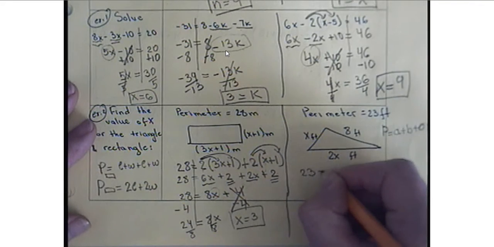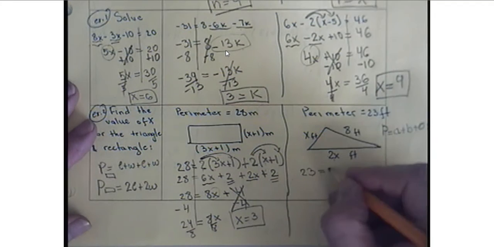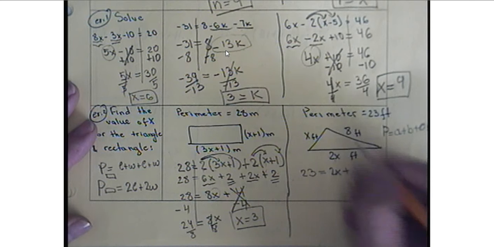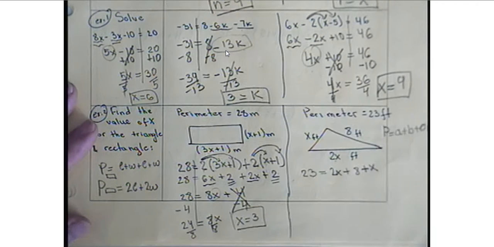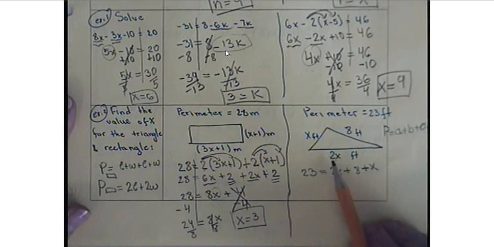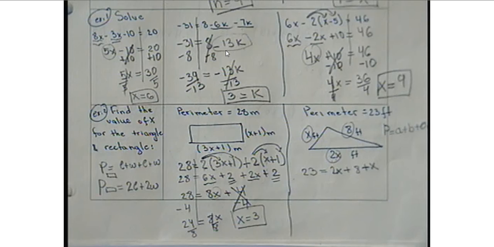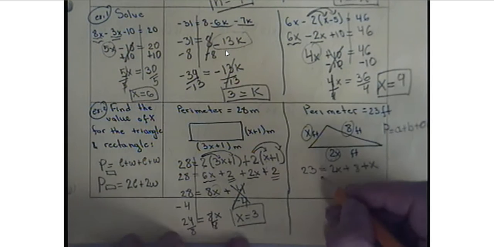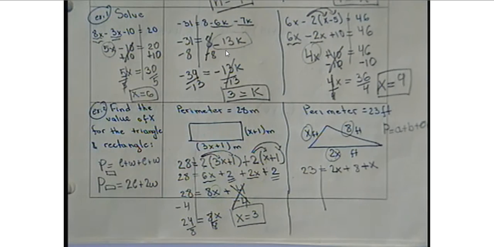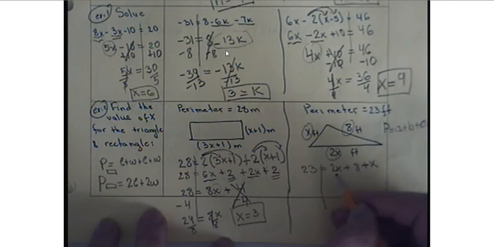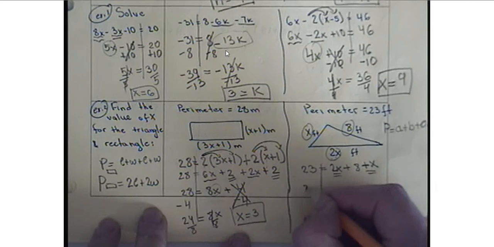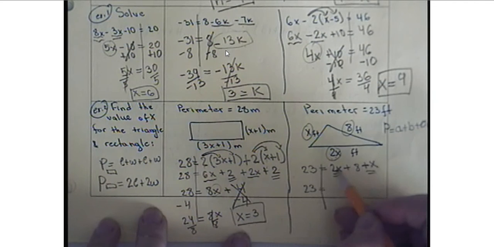23 will be equal to 2x plus 8 plus x, the third side. So 2x plus 8 plus x. Well, that's a little bit easier, I think, because right away we just need to combine like terms. So 23 will be equal to 2x plus x is 3x plus 8.